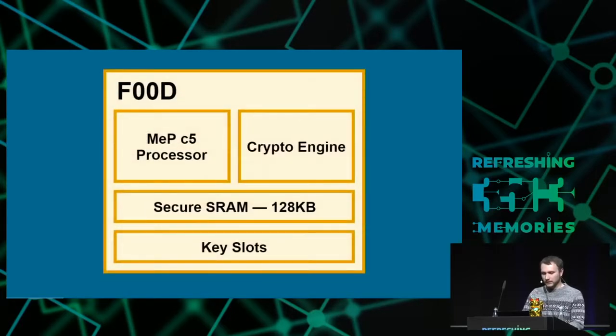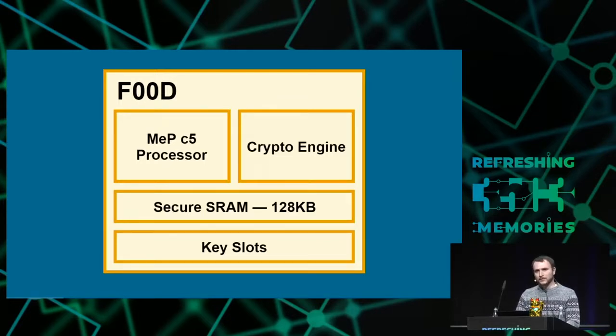You can see inside FUD, there's the MEP C5 processor. MEP is actually a custom RISC from Toshiba. I'll talk a bit about the name FUD. We actually got that from the ELF headers of executables built for the MEP platform. You see, the ELF identifier is F00D. So we just ran with that, named it FUD, and it's been history since.